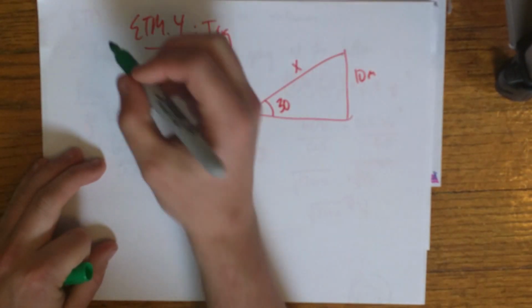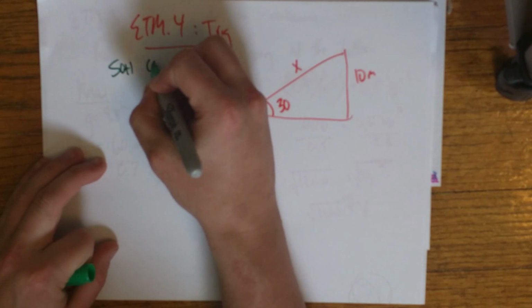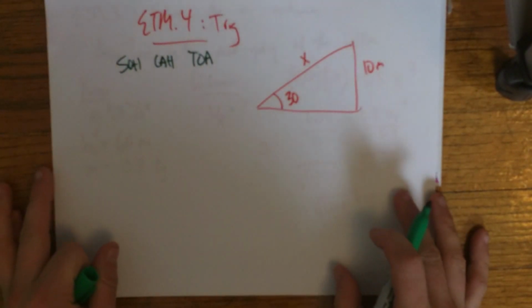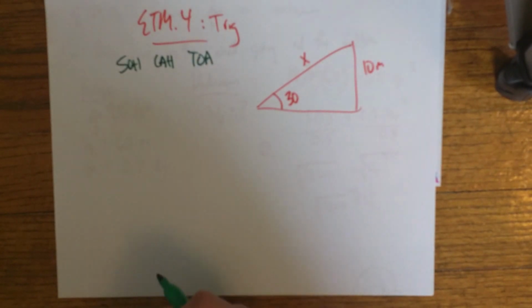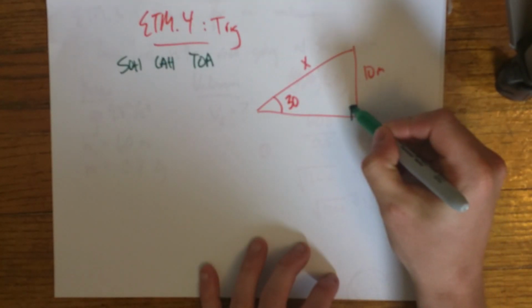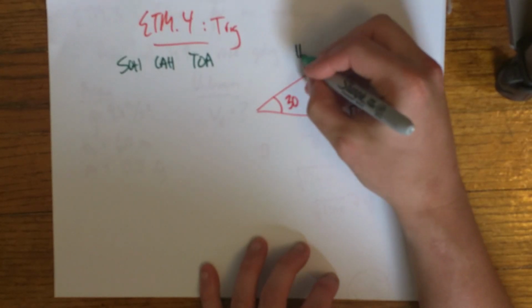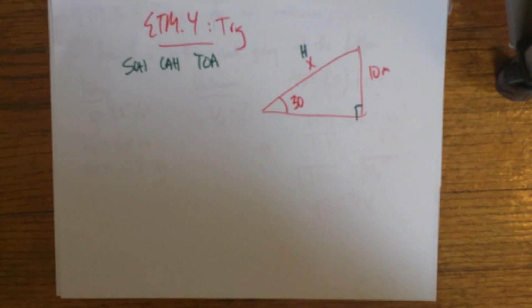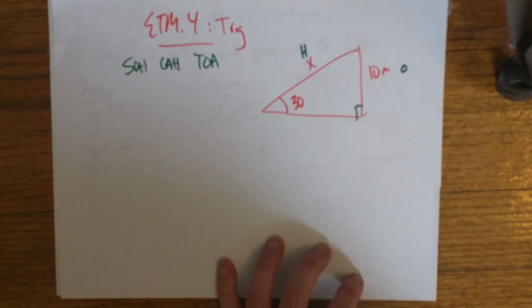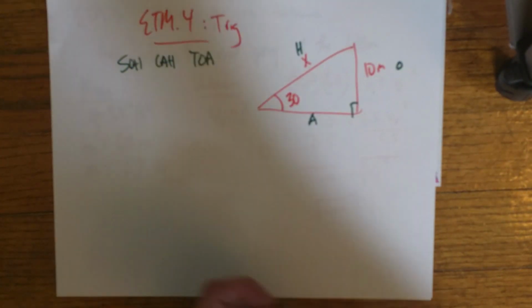But to do this, you're going to need SOHCAHTOA. This is an acronym to help us identify the trig function that we want. Alright, first thing we do, we start at a right angle and we go across from it. This is going to be the hypotenuse. Then we identify the angle, go across from that. That's our opposite. What's left over is adjacent.